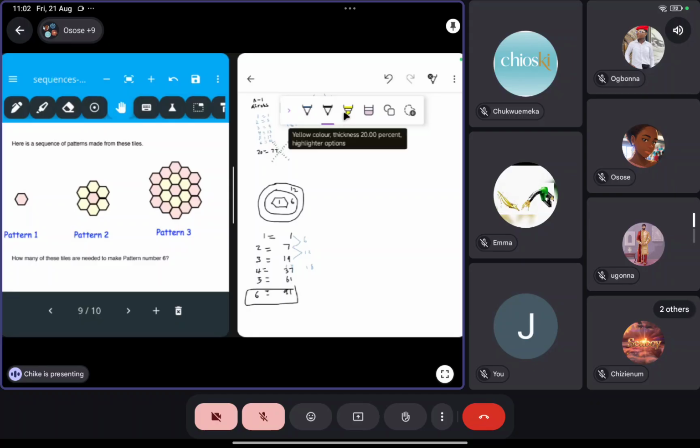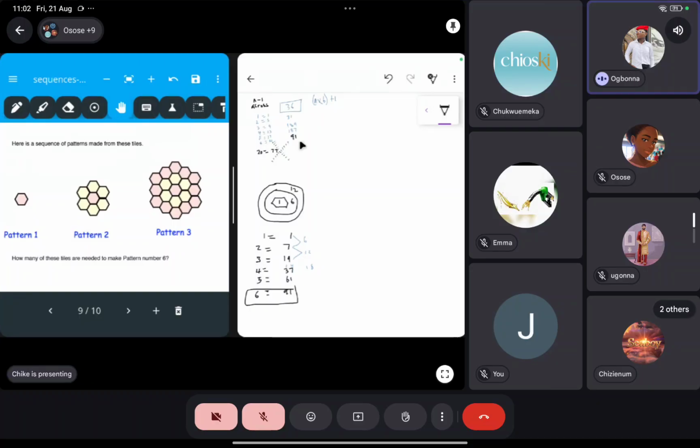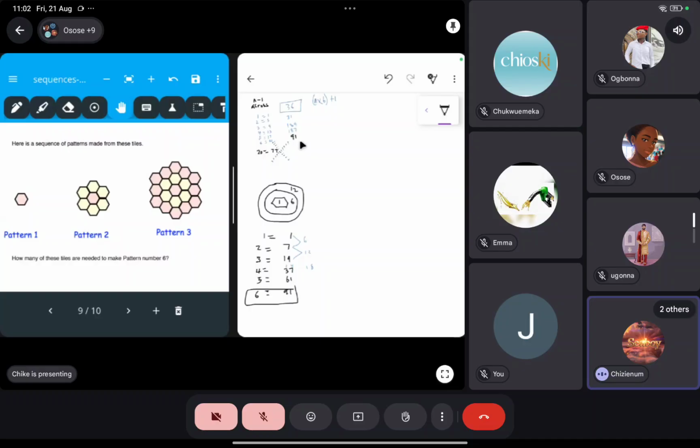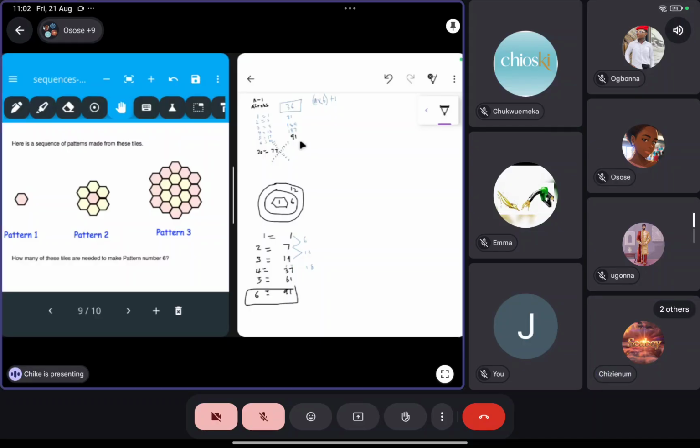Is there any other person? Since Chizino was the first person to get that 91, now this way we arrived at 91. Was there a different way you saw your own 91? Remember, there may be something I'm not saying that you are saying. That's why I want us to collaborate. Is he in the class? Yes, sir. Children, are you there? Yes, sir. So how did you arrive at 91?